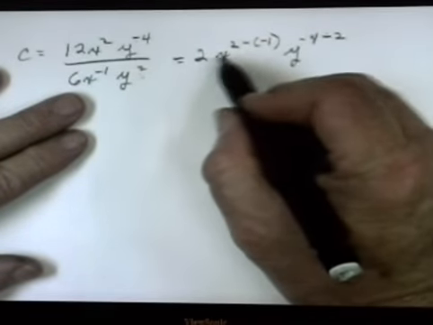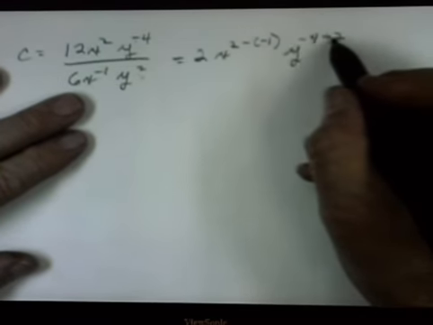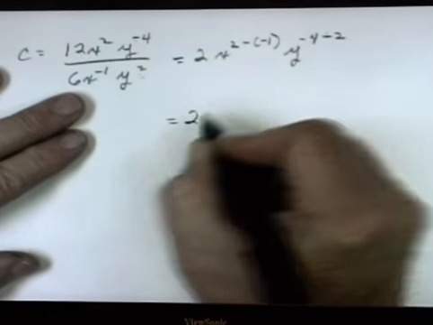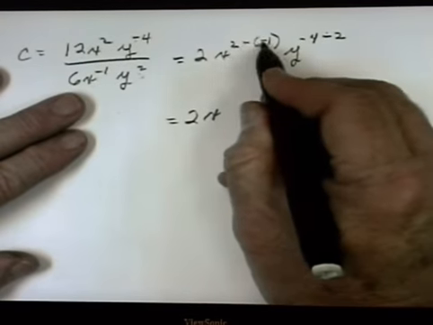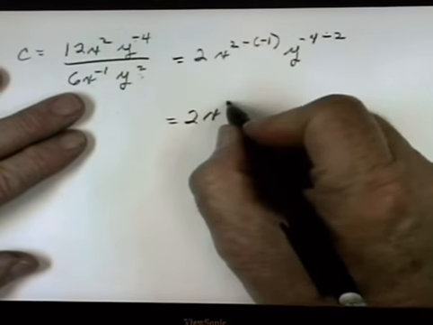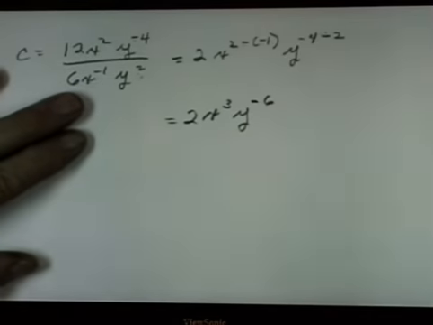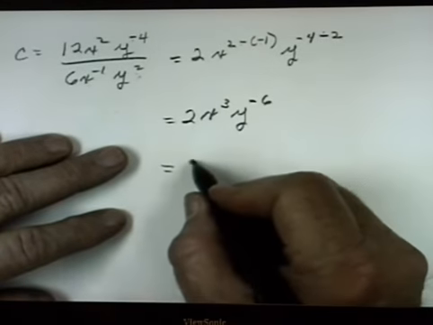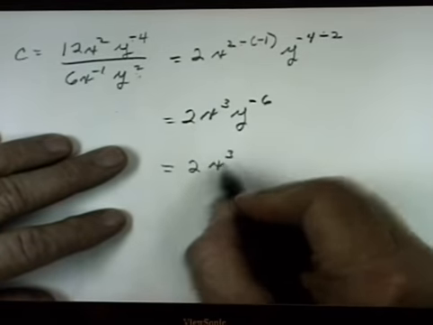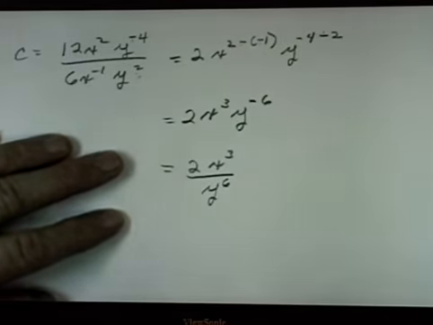So this is 2x to the 2 minus a minus 1 times y to the minus 4 minus 2. Well, that's 2x, minus a minus is a plus, so this is 2 plus 1, which is 3, y to the minus 6. Now, if we don't like that minus 6, we can write this as 2x cubed and bring our minus 6 into the denominator and make it a positive.